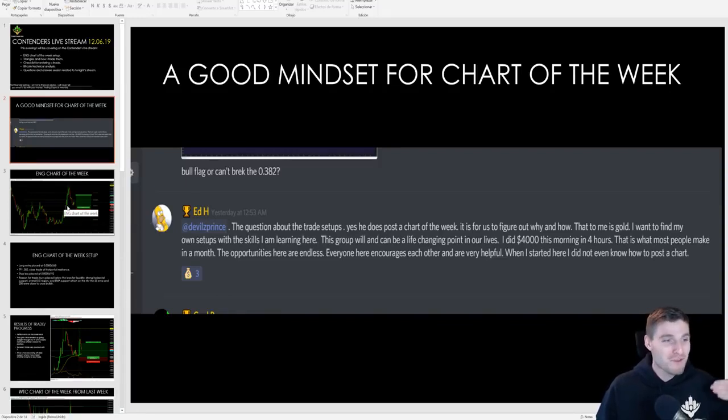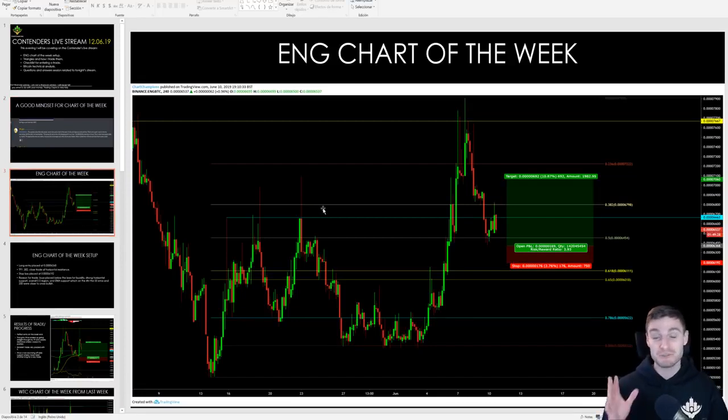Moving on to ENG chart of the week. So this was my setup. And as you probably know, we actually ended up hitting this weekly resistance, but I'm going to cover that in a second for you all. So I will firstly show you what I was going through here.